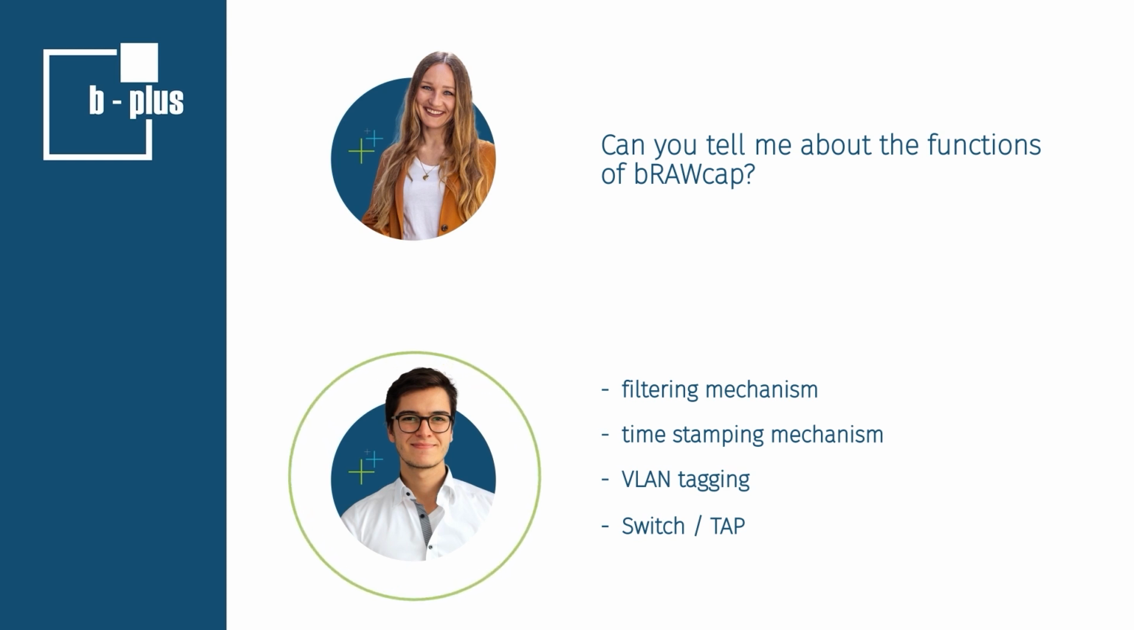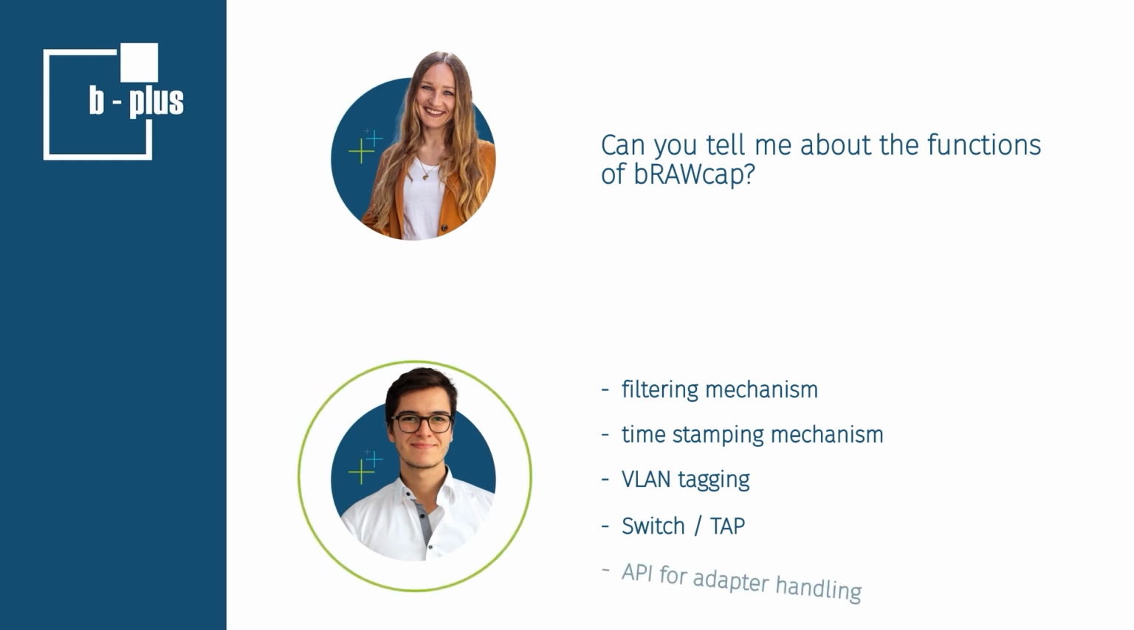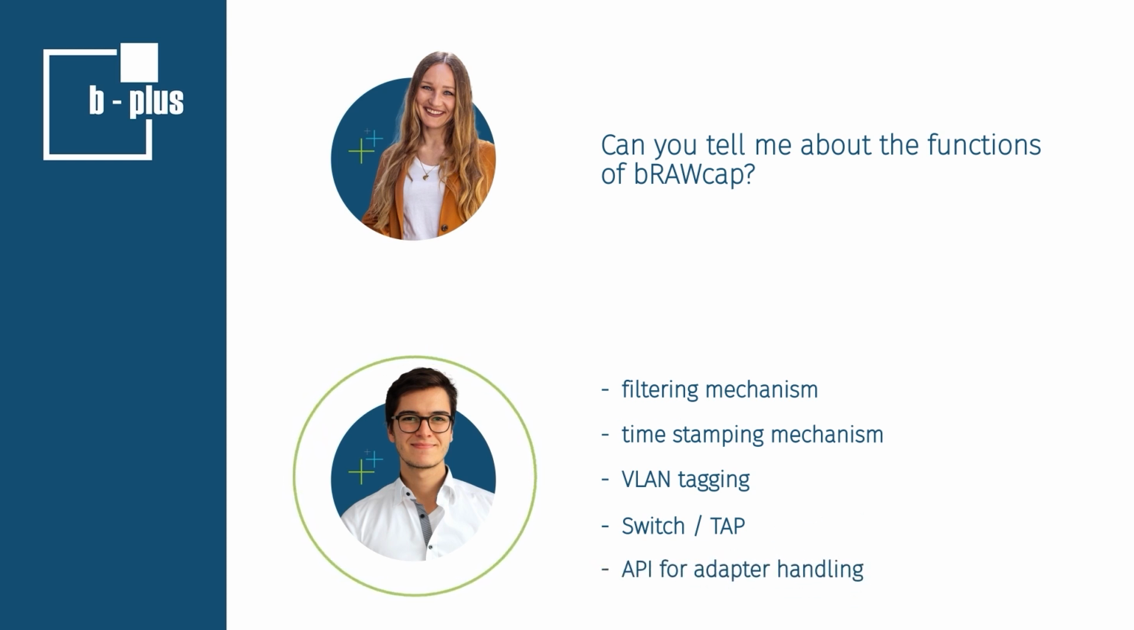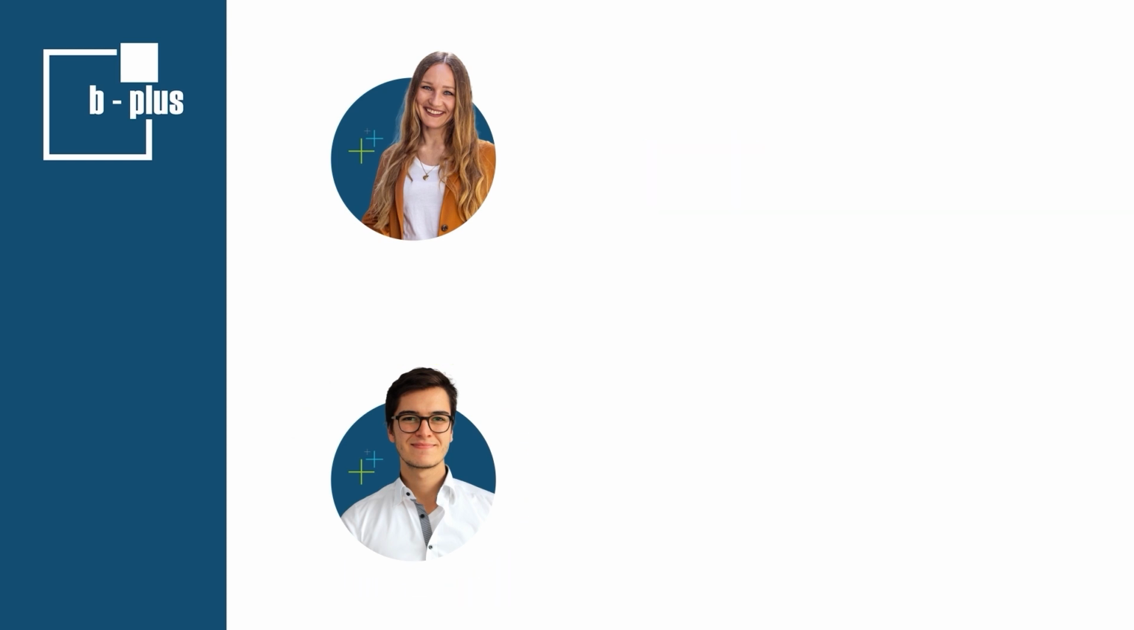And the next thing is that bRAWcap provides many functions with its API for adapter handling. This makes dealing with local Ethernet adapters straightforward, and you do not have to call the Windows API for this anymore. This is what bRAWcap can do for you. It can retrieve almost all information of your network adapters.